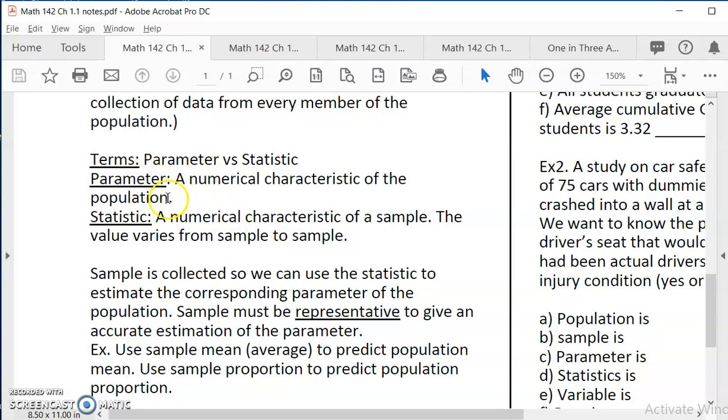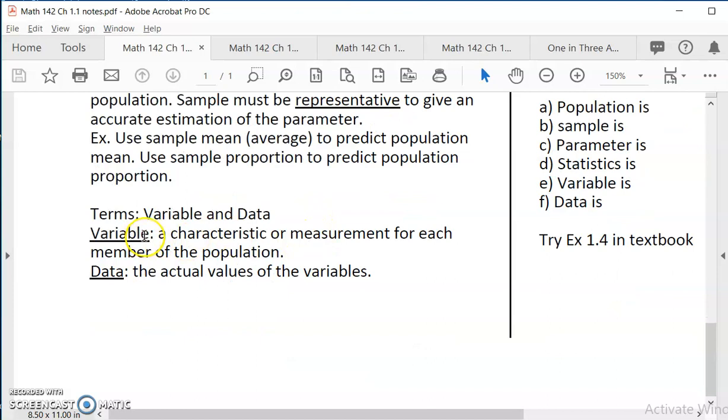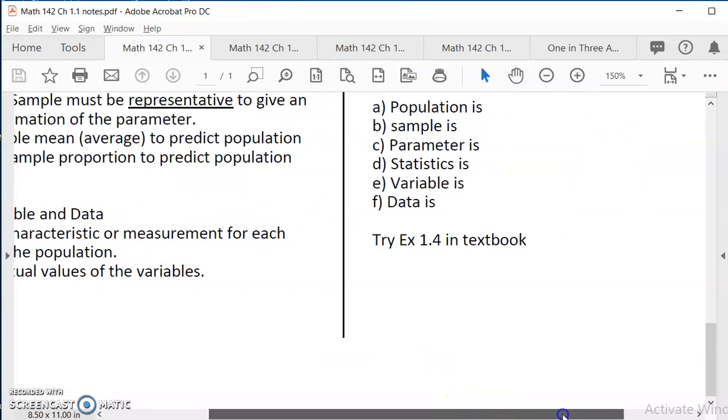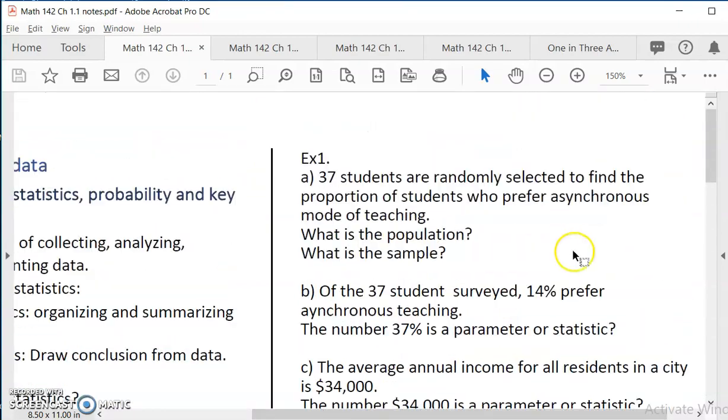So parameter is for population, statistics is what you calculate from your sample. Variable is the name of the data that you are going to collect. Data are the actual data. Okay, so we have a few examples here.